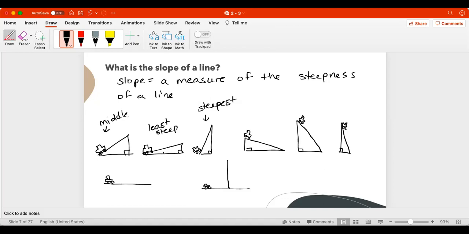So when we talk about slope, we're going to actually measure it, and we're going to give a number for that measure. That number is going to be a whole number, or it could be a fraction, something like that. But the bigger the number, the more steep the line will be. So what we're going to think of is this piece of the ramp is like a line.